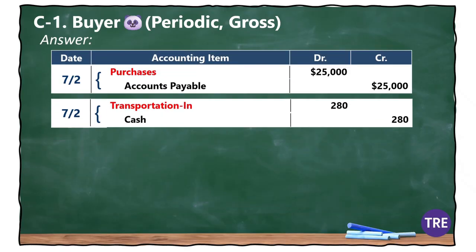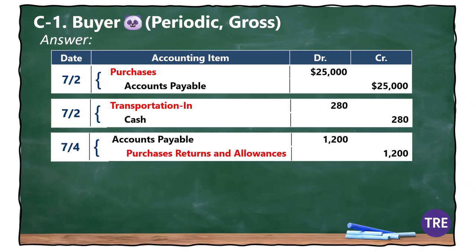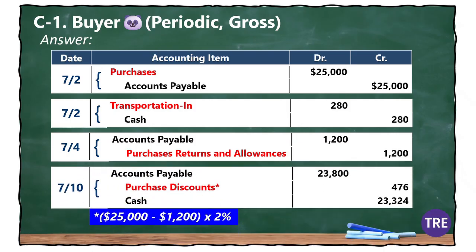On July 2nd, the buyer purchases $25,000 of goods on credit. Under the periodic system, this is recorded in purchases. The freight cost of $280 is added to transportation in. On July 4th, the buyer returns goods worth $1,200, which is recorded in purchases, returns, and allowances. Finally, when payment is made within the discount period, the buyer records the $476 discount in purchase discounts.